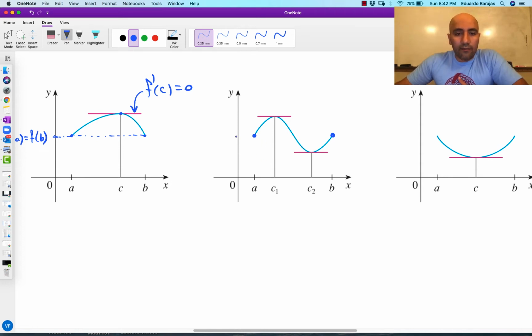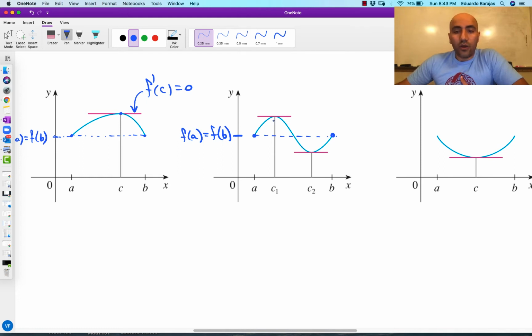We have this happening here. This is f of a equal to f of b right there. They're at the same height. So this function is continuous on a closed interval from a to b. It is differentiable on the interval from a to b, and f of a equals f of b. So Rolle's theorem guarantees that there will be at least one value c.